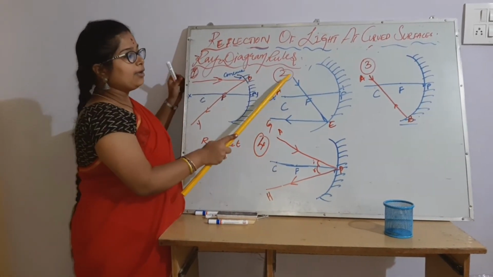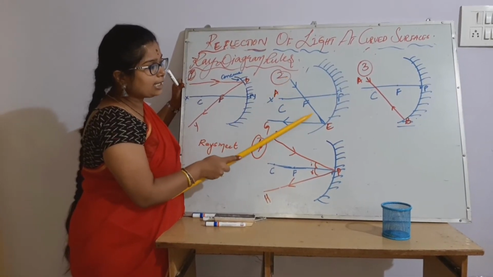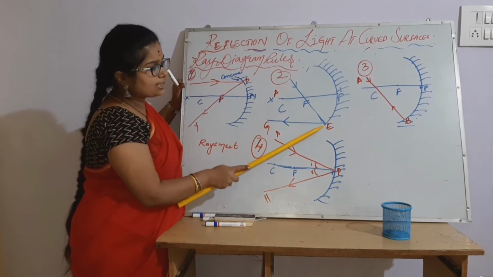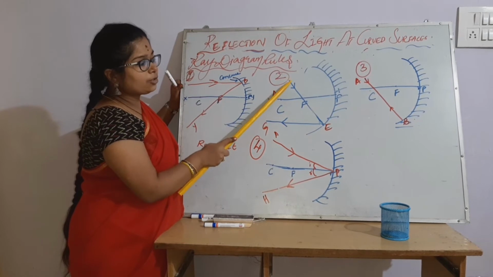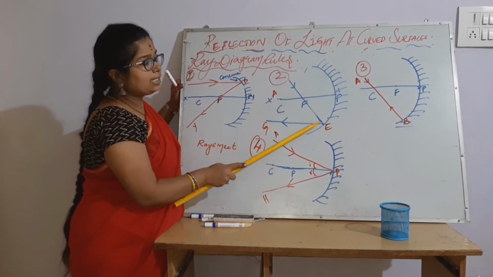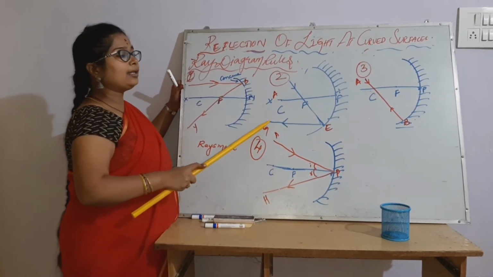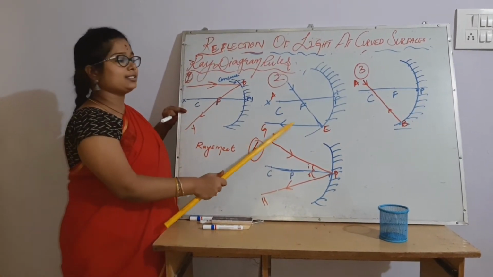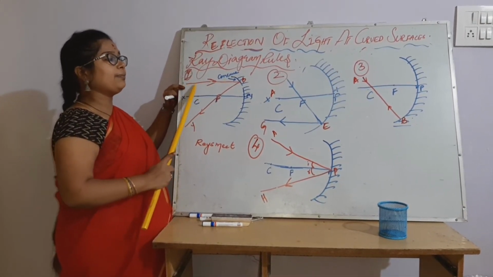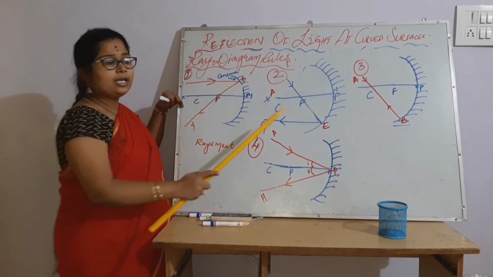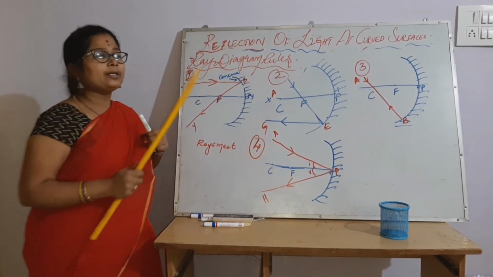And next one. When a ray is incident on the mirror, observe this diagram. The incident ray should fall on the mirror. When the incident ray is passing through the focus, the reflected ray will be parallel to the principal axis, exactly opposite to this. In the previous rule, when the ray is incident on the mirror parallel to the principal axis, it passes through the focus. Here, if the ray is passing through the focus, it travels parallel to the principal axis.